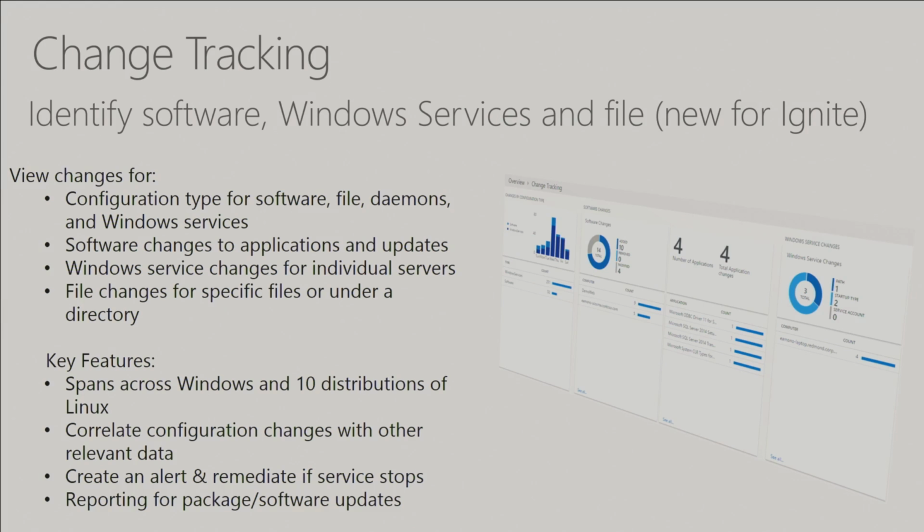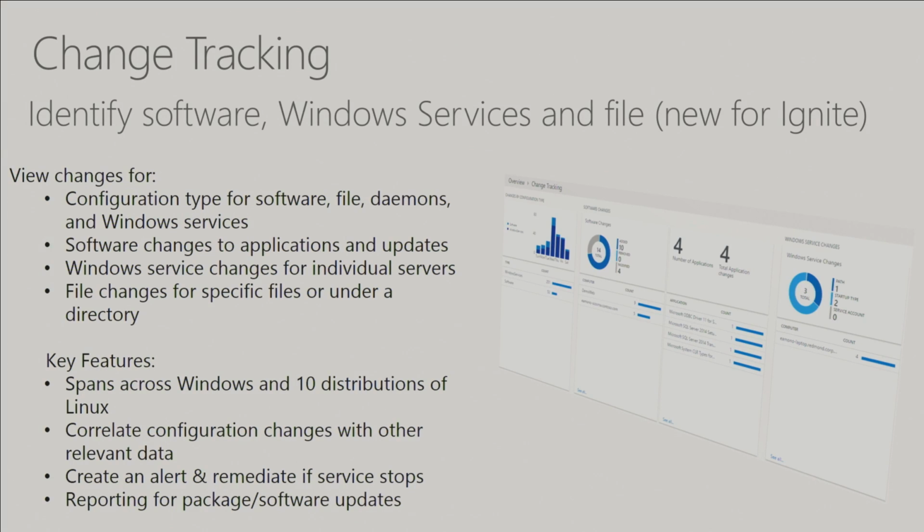So with this tracking, we actually track software changes. We track for Windows and Linux machines. For Windows, we track software, services, and packages. For Linux, we track packages, updates, and daemons. For Windows, we have file tracking changes enabled, new for Ignite. We do have the registry changes coming up in the next few months. For Linux, the file tracking is also coming up in the next few months. We'll give you a quick overview on how it looks and what's available today.